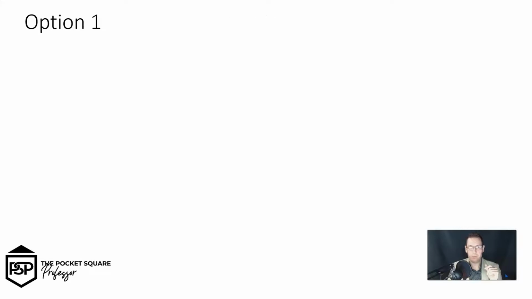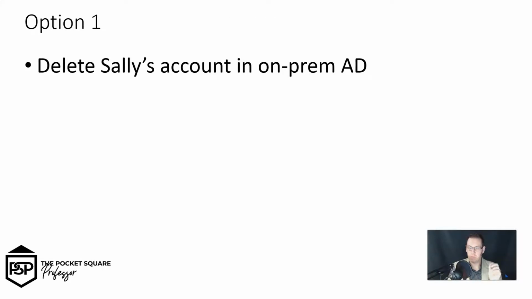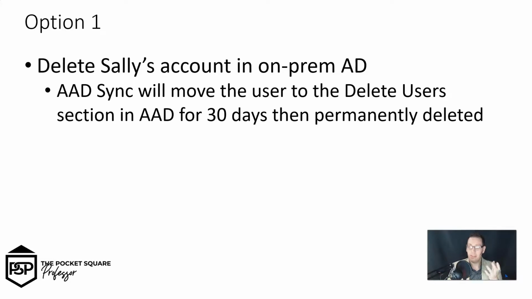Well, option one, we can delete Sally's account in the on-premise Active Directory. Okay, so on-premise Active Directory, we delete her account. Well, what happens there? So the next time that the Active Directory Connect server runs, we'll see in that 30-minute cycle there, it will say, all right, Sally's account is no longer around, and we are going to delete it. So it moves her account to the deleted user section in Azure Active Directory, sticks around for 30 days, and then deleted permanently. Gone. Completely out of the system, forever gone. That user account is no longer recoverable after 30 days.